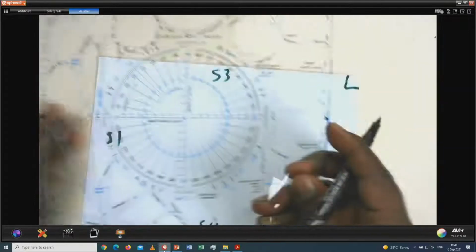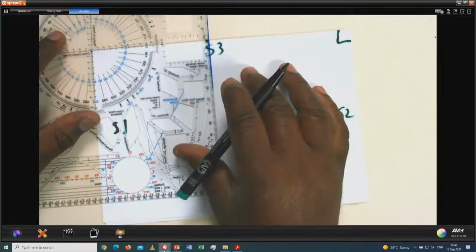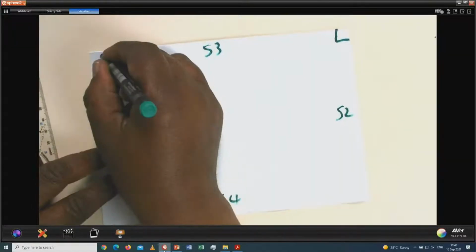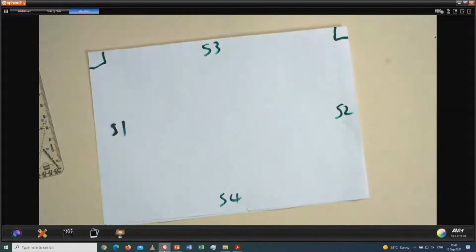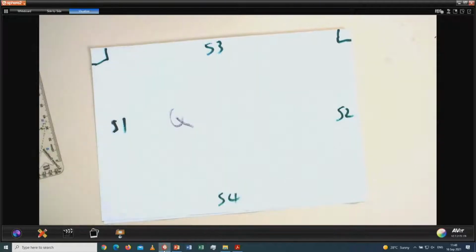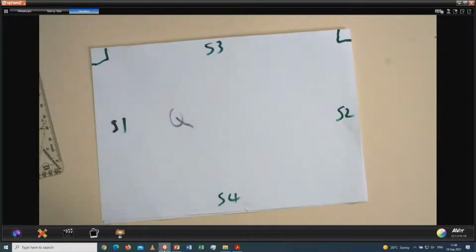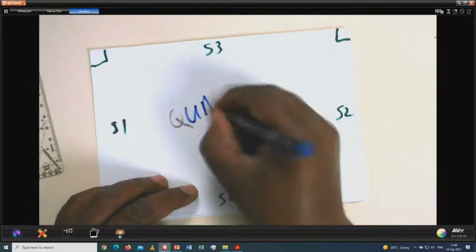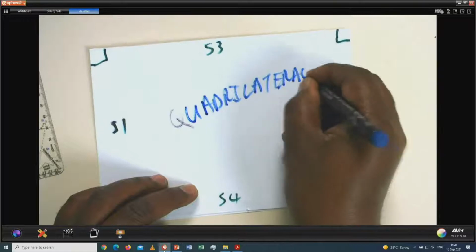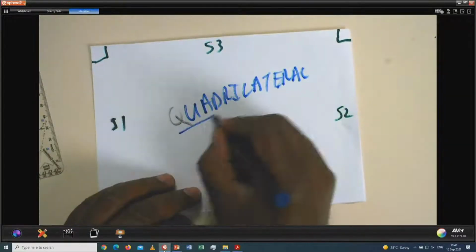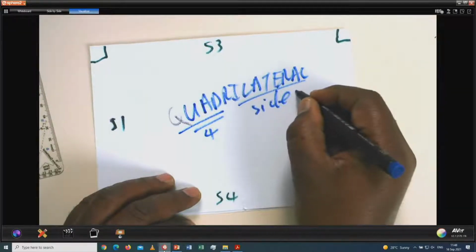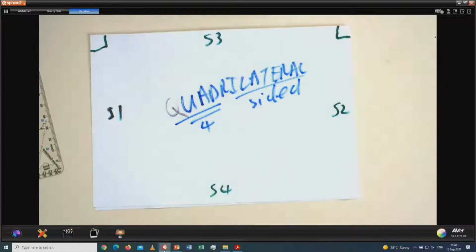Now, relationship, we are trying to analyze and understand this figure, this 4-sided figure, which mathematically, like I said, is just taking it to mathematical language. Quadrilateral means 4 sides, a 4-sided figure. So it's something that is in front of you.